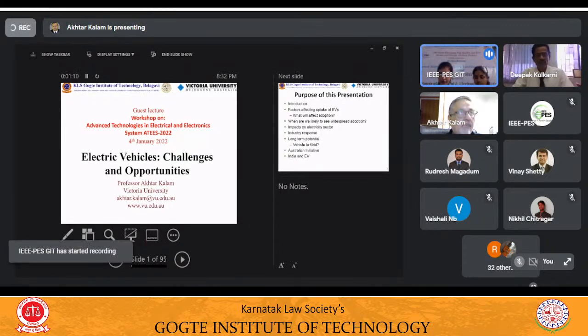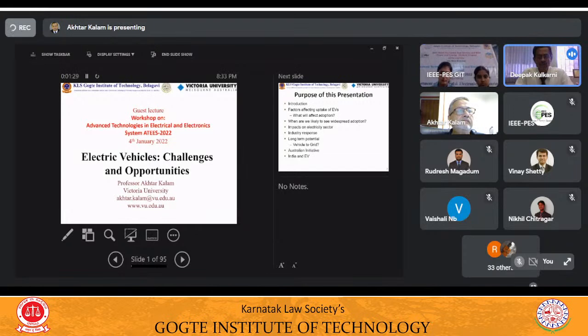I welcome our chief guest, Dr. Akhtar Kalam, Professor, Victoria University, Melbourne, Australia. I also welcome all the delegates and participants for joining us today. Your desire to change must be greater than your desire to remain the same. Now, I request Dr. D.B. Kulkarni, Professor and Head of Electrical and Electronics Department, to give an introduction about the workshop.